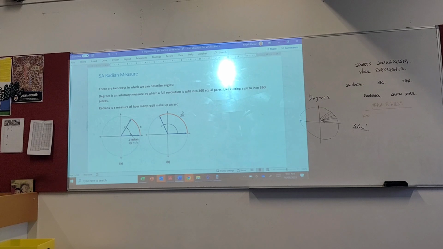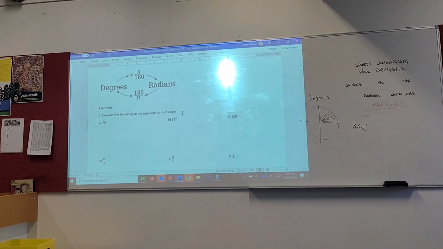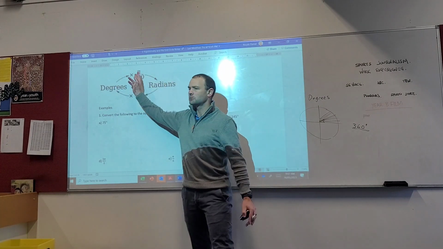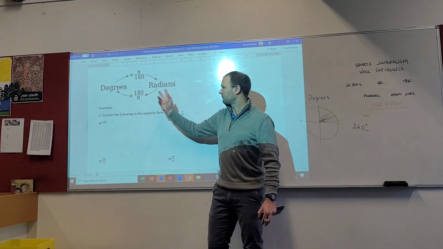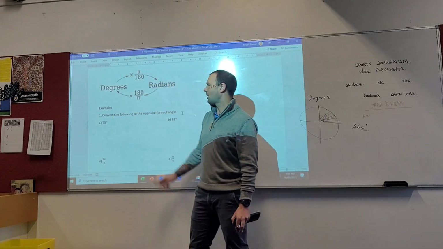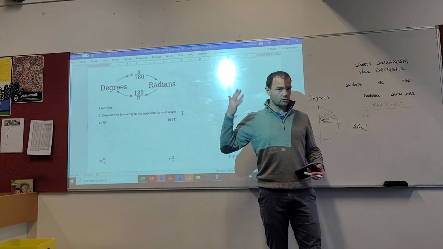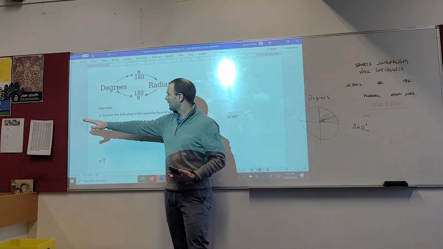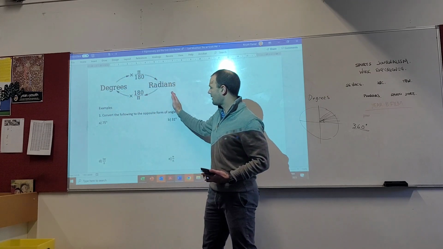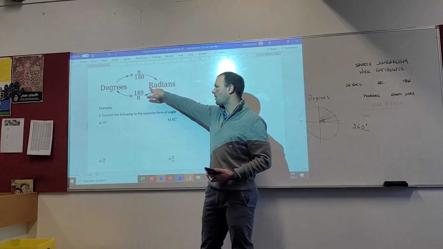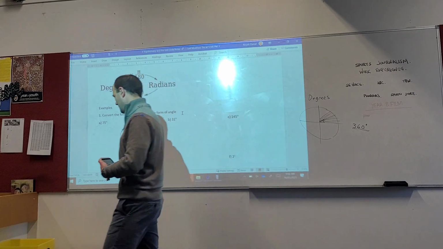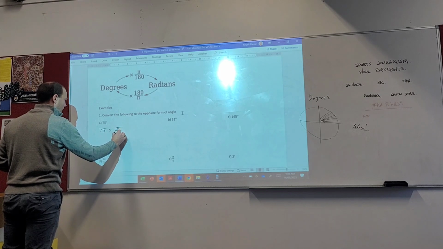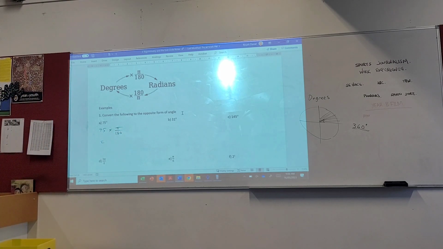Let's get into the calculations. They're both very easy. Here we have a formula for you. If we're going from degrees to radians, we multiply by pi on 180. And if we're going from radians to degrees, we multiply by 180 on pi. So this is one where you're literally just using your calculator. We've got convert the following to the opposite form of angle. We're going from 75 degrees to radians. So we're going to multiply it by pi on 180. So we just put into our calculator, you can do it in your head if you want to, 75 times pi on 180. Okay, put that in.